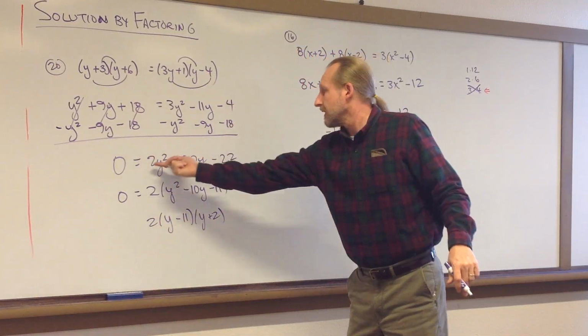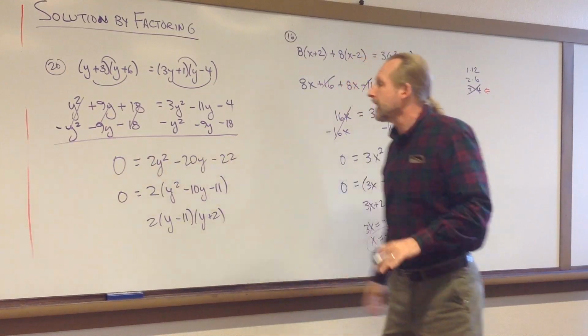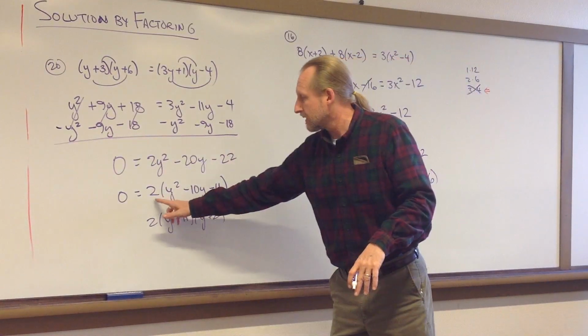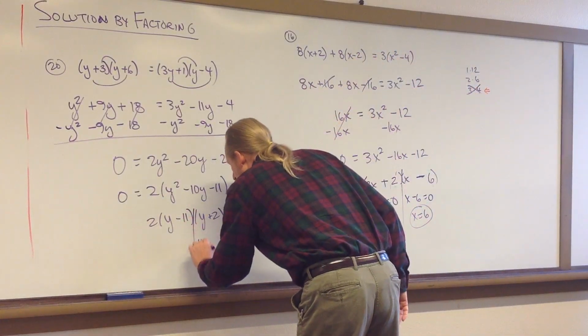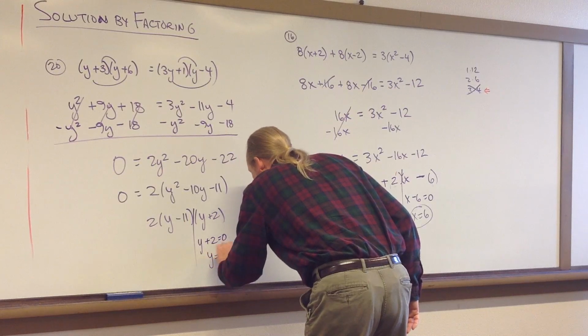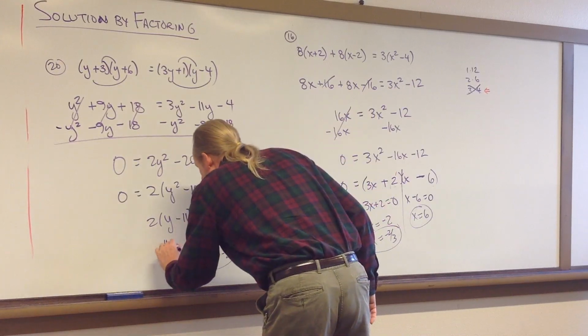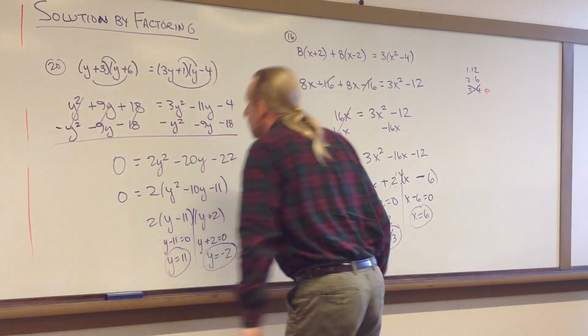You can factor it the way that it is here, and it won't be wrong. You'll still get the right answers. I just think that it's helpful to pull that 2 out. It makes it a little bit easier to factor. So y plus 2 equals 0, so y could be negative 2. y minus 11 equals 0, so y could equal 11.